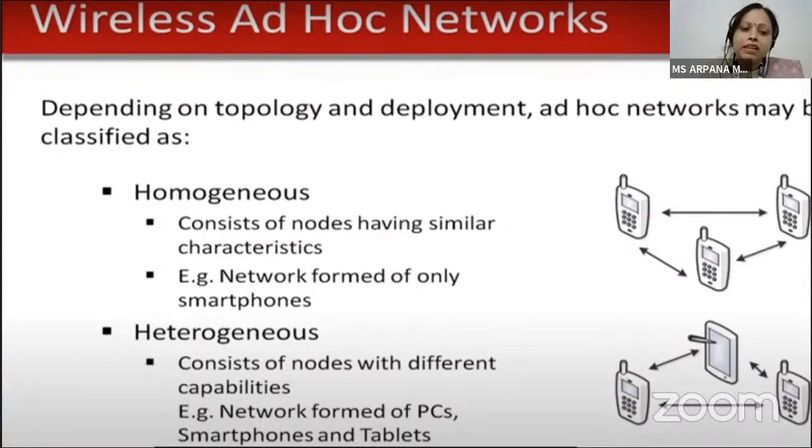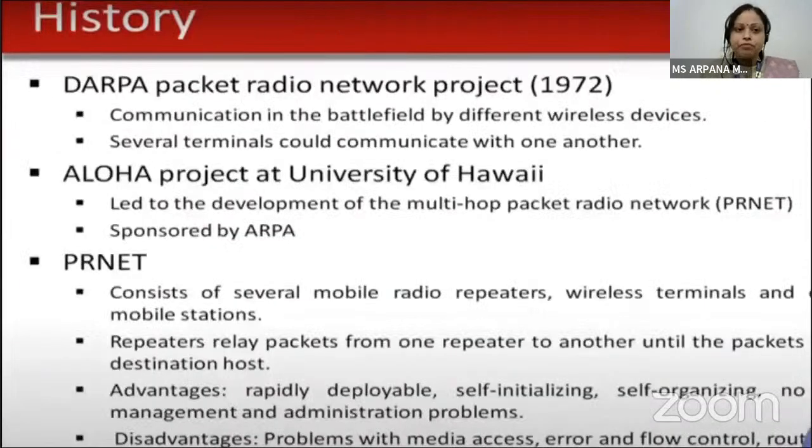In case of heterogeneous, the network consists of nodes with different capabilities, that is, a network formed of PCs, smartphones and tablets. In the bottommost diagram, you can see that mobiles, smartphones and tablets can communicate to form the heterogeneous wireless network.